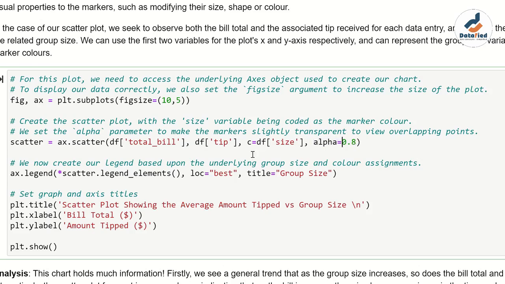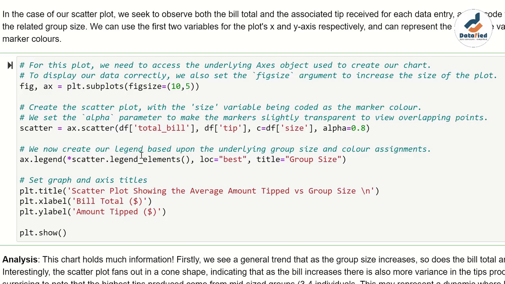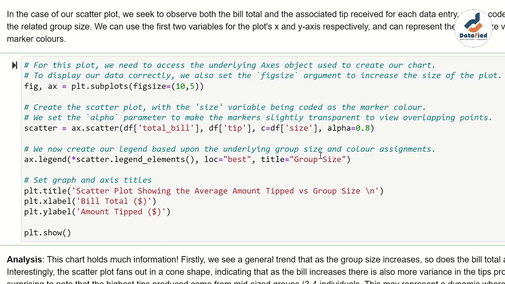All right, now we create our legend based upon the underlying group size and color assignments. So we use ax.legend and use asterisk scatter.legend_elements. That is the first argument I'm calling for the legend. Then the location, I'm using best as my location for my legend elements. Then title, I want to use the group size as my legend title.